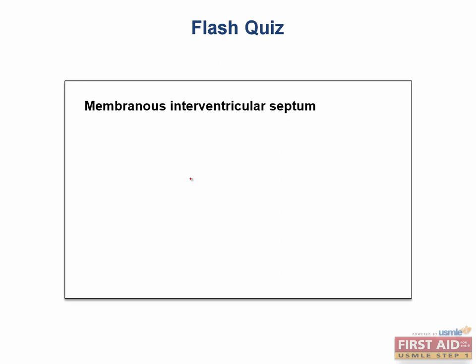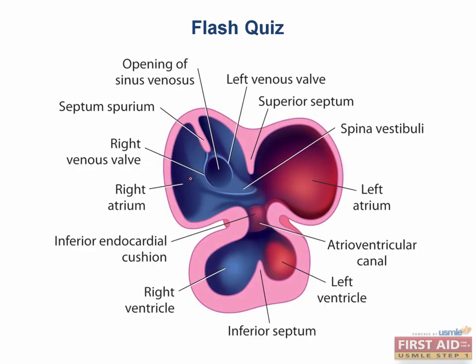The membranous interventricular septum. We know this very well, that the inferior part of the ventricle will grow up and form a muscular septum, followed by a projection of the membranous septum from the inferior endocardial cushion. The muscular will meet the membranous to close off the communication between the right and the left ventricles. Failure to do so is most commonly due to a defect in the membranous part of the interventricular septum.